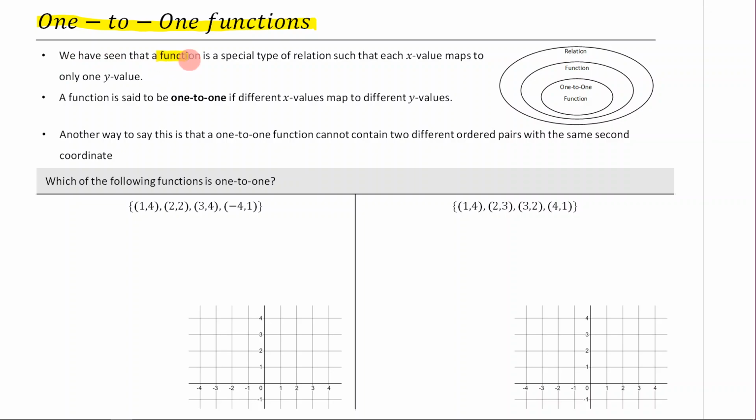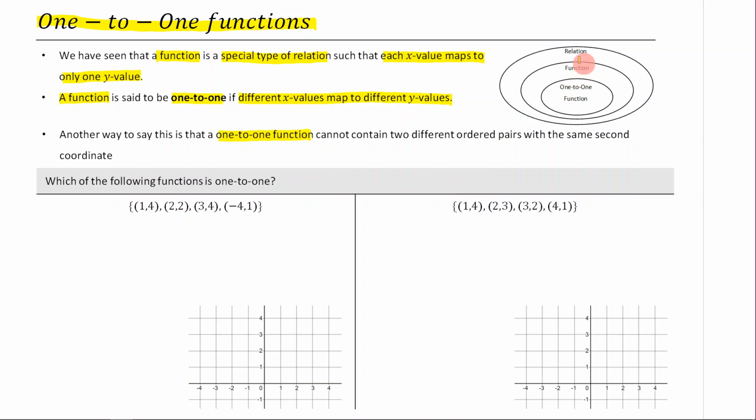We've seen that a function is a special type of relation such that each x value maps to only one y value. A function is said to be one-to-one if different x values map to different y values. Another way to say that is that a one-to-one function cannot contain two different ordered pairs with the same second coordinate. All right, so again, sometimes when we read definitions, it can seem a bit confusing, but once we dive into some examples here, it will make a bit more sense.